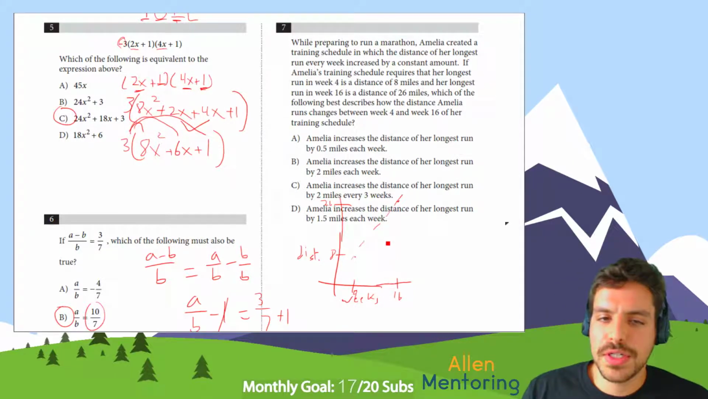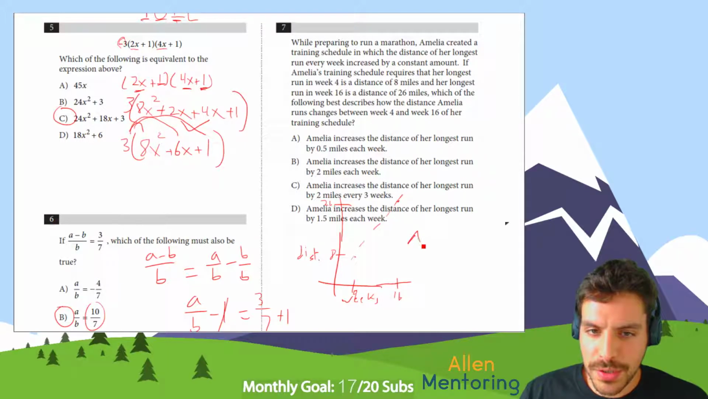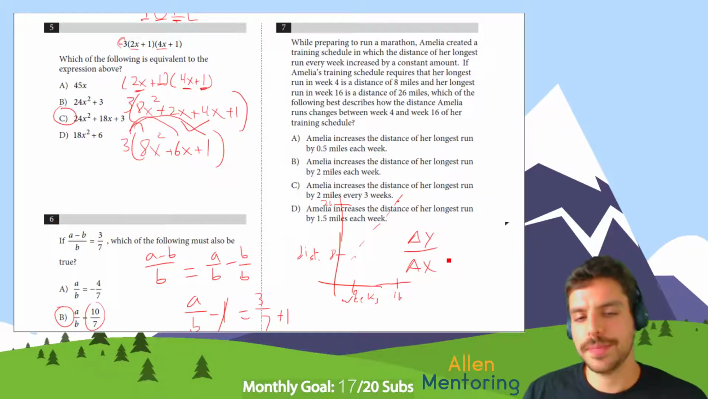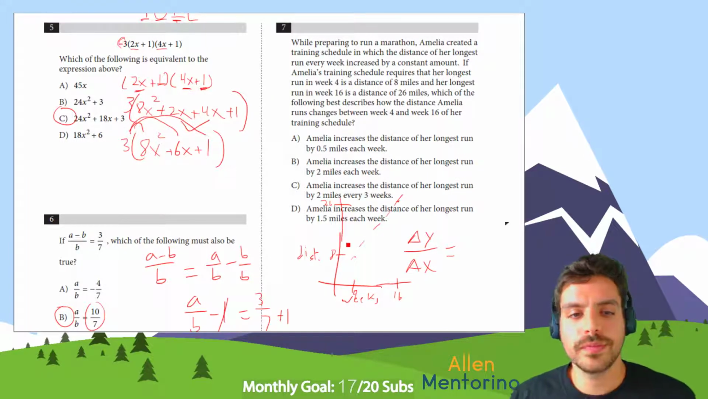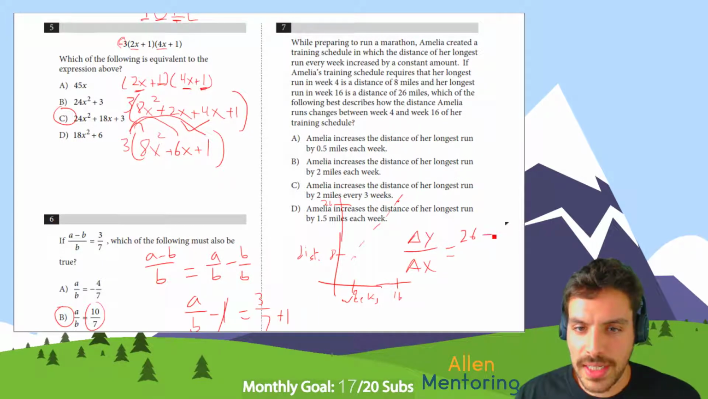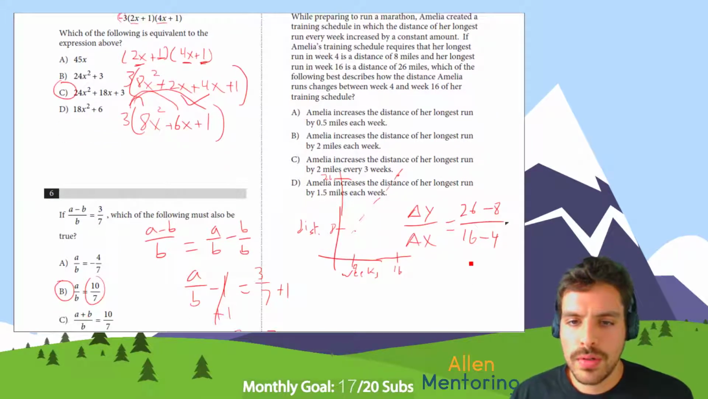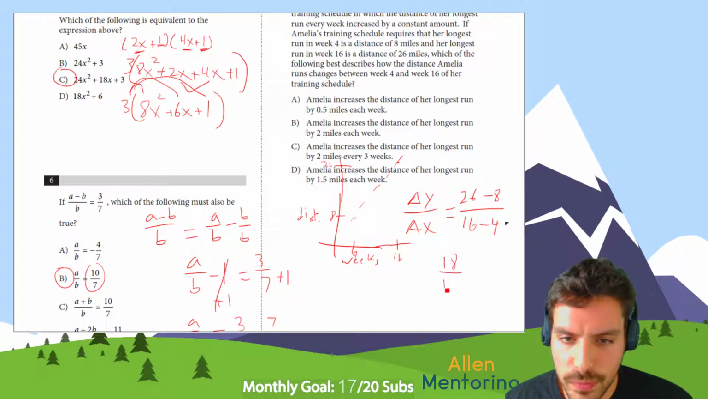So how would you find the slope of this line, right? Or how do you find out any rate of change problems? What you want to do is you want to do the difference of the y's over the difference of the x's. Okay, and so we see that what's on the y axis here? We have the distance. Okay, so here we have 26 minus 8. And how many weeks did this take? Well, it was on week 16 at the end, and it started at week 4. So if we do this correctly, 26 minus 8 is 18 over 16 minus 4 is 12.